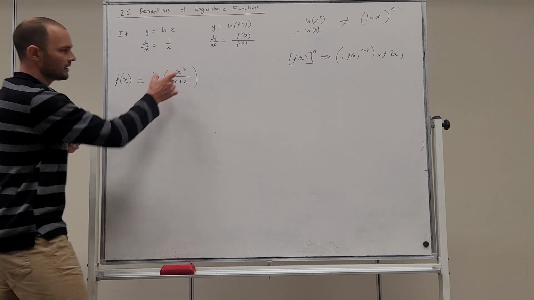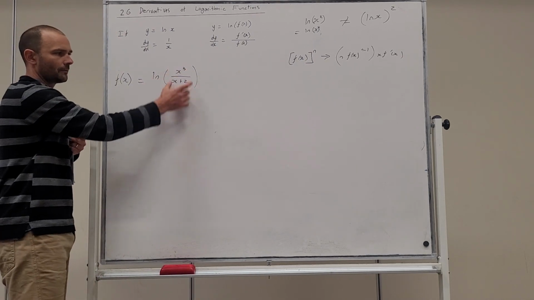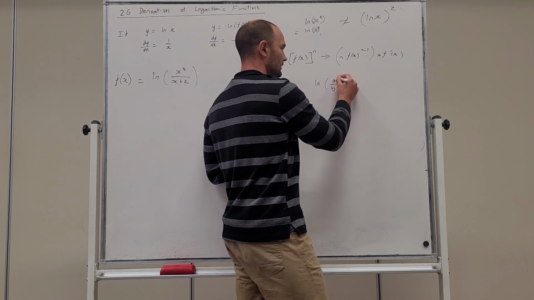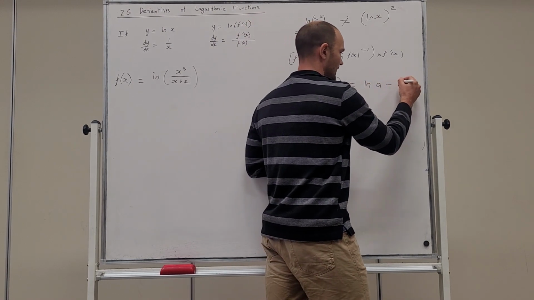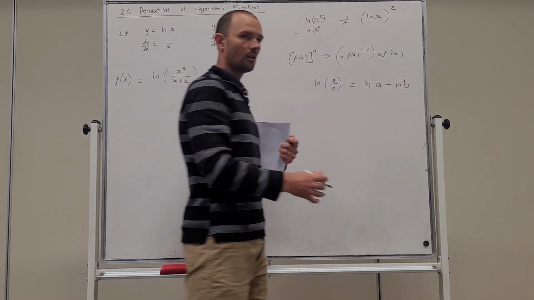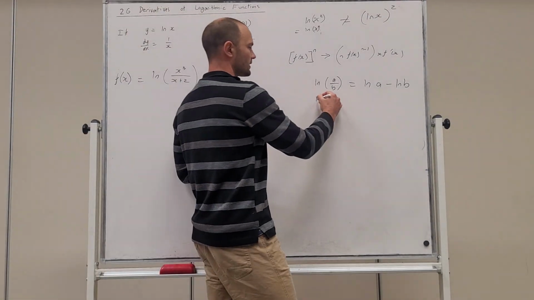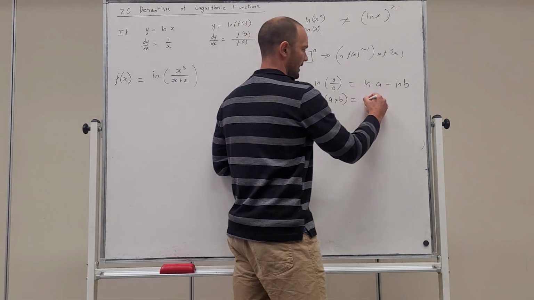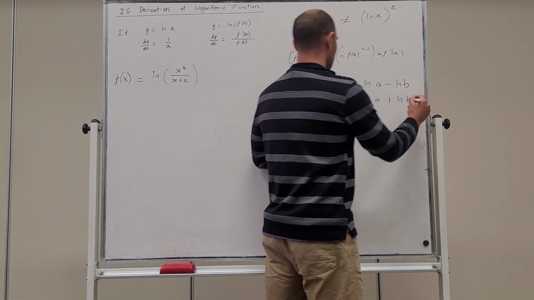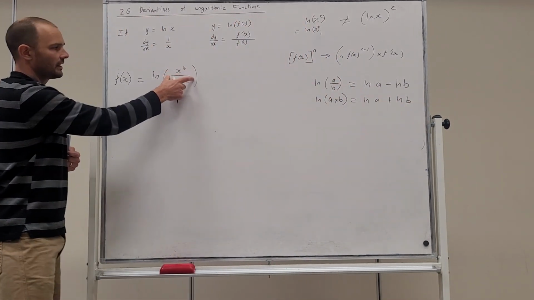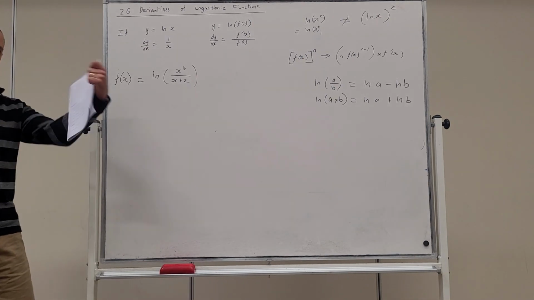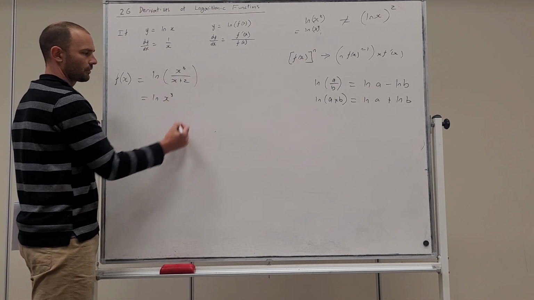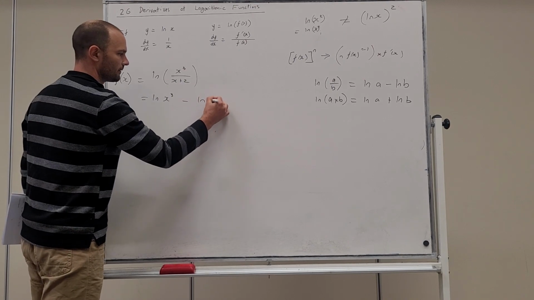So I'm looking at this and I'm going, I've got the logarithm of a fraction. Remember, ln of a on b is equal to ln a take ln b. We have that rule with a product as well: ln of a times b is equal to ln a plus ln b. So we can manipulate that function. We can write that as ln of x^3 take away ln of x plus 2.